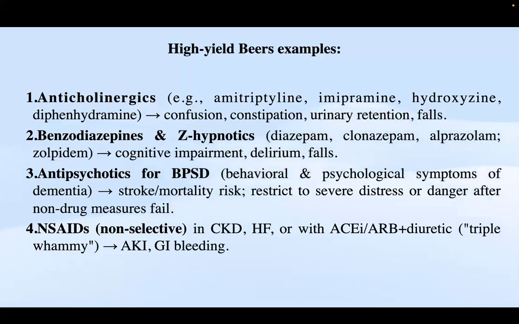If you find this in your prescription, you can clearly go for Beers criteria. It will give you some alternate agents. Many times, you will never find these three agents together in a prescription. It is a very rare case if you find an ARB, diuretic, and non-selective NSAID together. So some very clear indication is required before prescribing this triple whammy because it is associated with AKI and GI bleeding. These are some of the high-yield Beers examples.